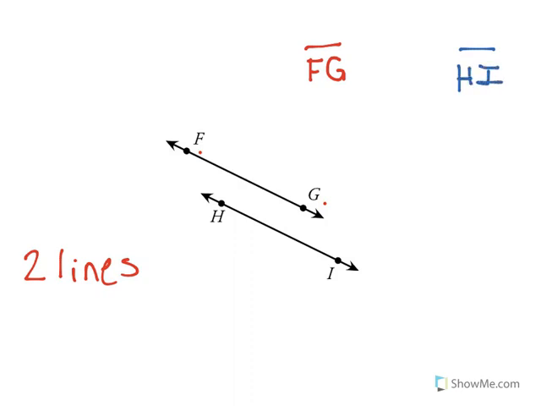Now, if we look at these two lines, so this line and then this line, these two lines will never touch each other. That means that these two lines are what? That's correct. They are parallel. When you have two lines that will never ever touch each other, they are parallel.